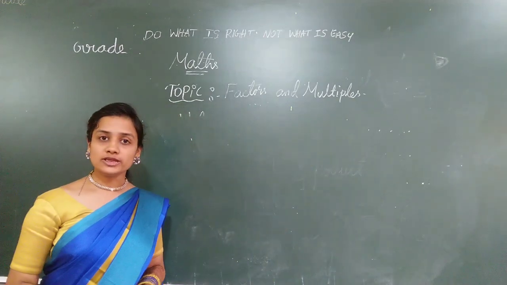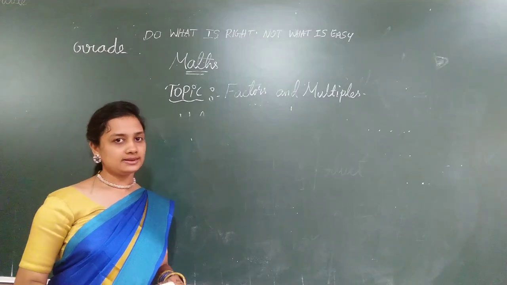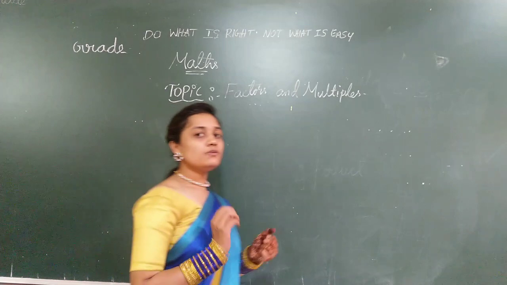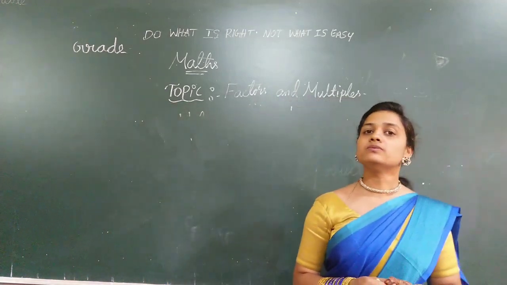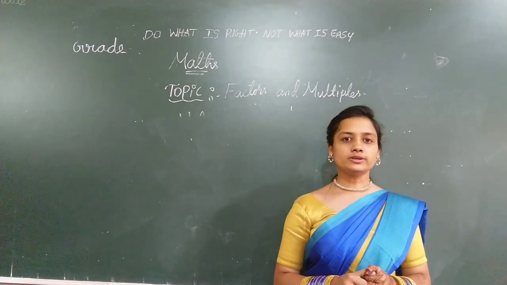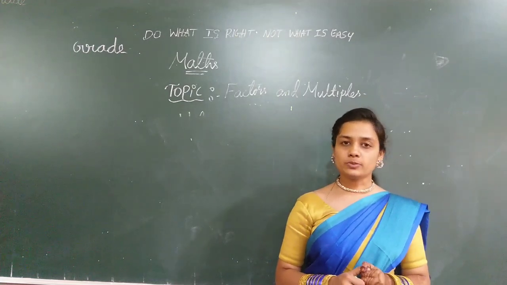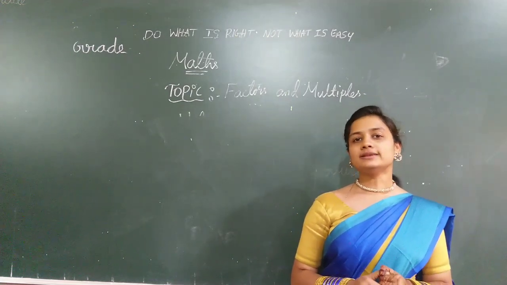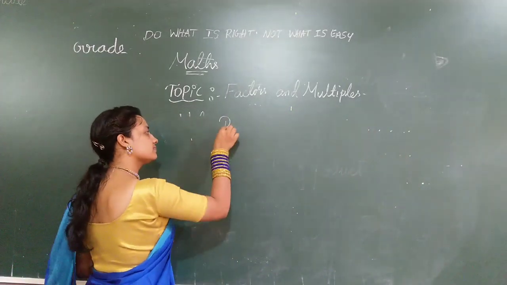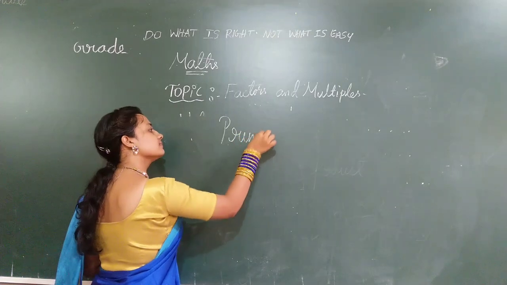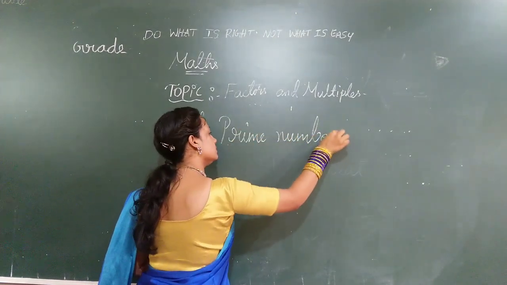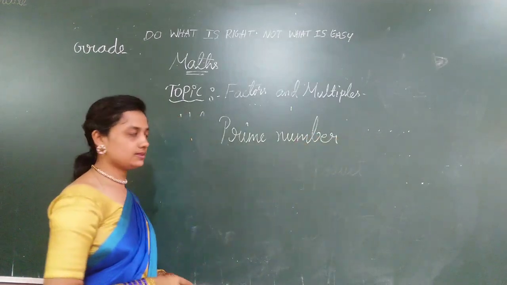In factors you have different types. Before going to the different factors, we will learn about prime numbers and composite numbers. This is a really very important concept, so understand it clearly, children. Prime number.